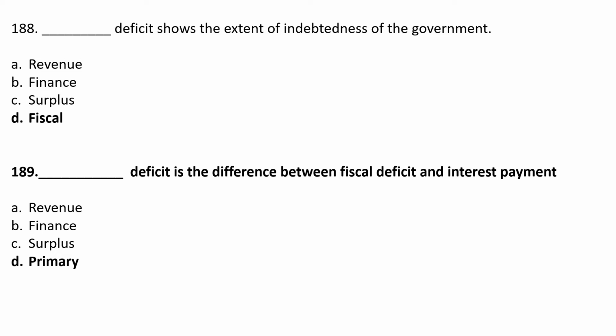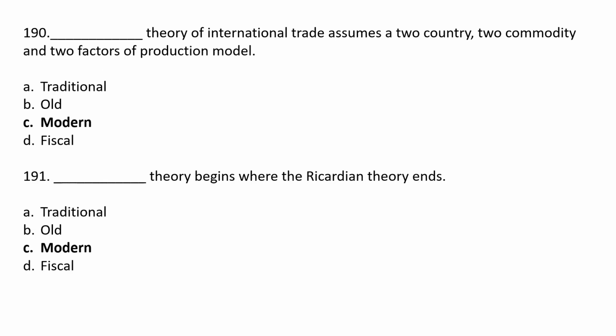The dash deficit is the difference between fiscal deficit and interest payment. Option A revenue, option B finance, option C surplus, option D primary. The correct answer is option D primary. Primary deficit is the difference between fiscal deficit and interest payment.